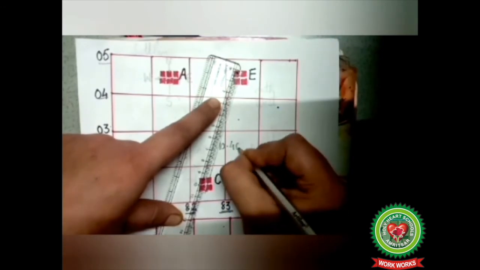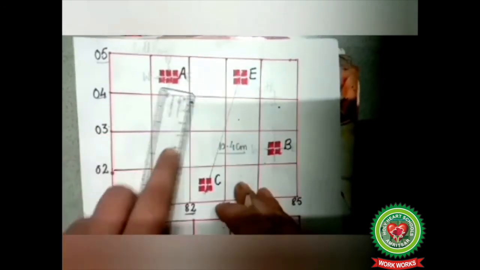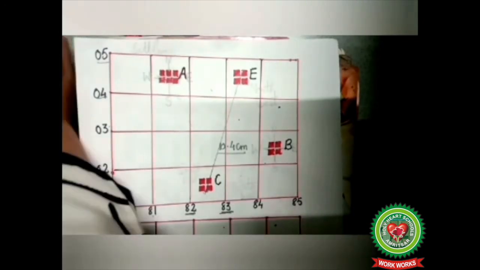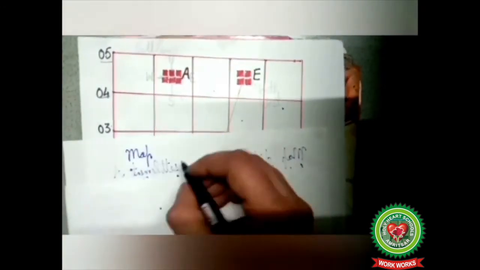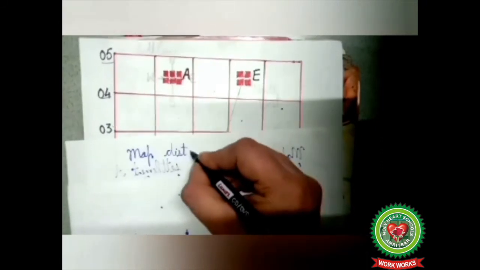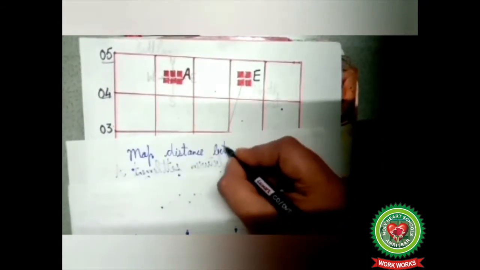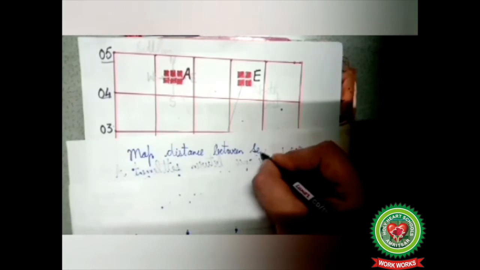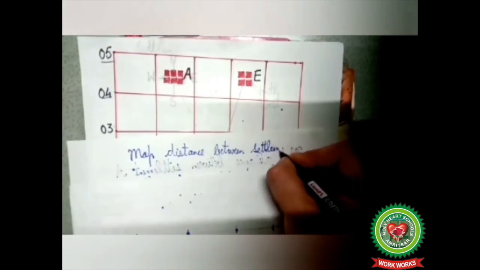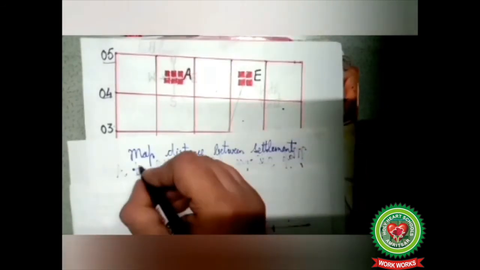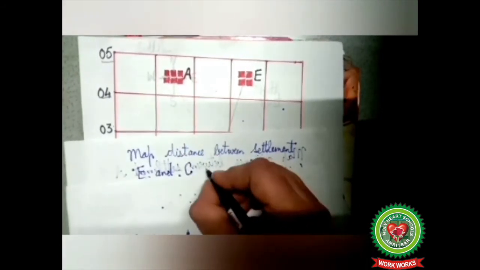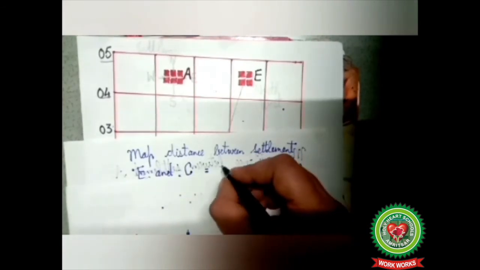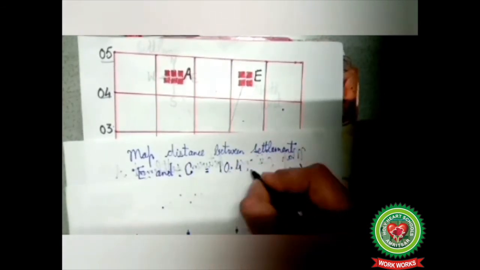10.4 centimeter. Thus, the map distance between settlement E and C is equal to 10.4 centimeter.